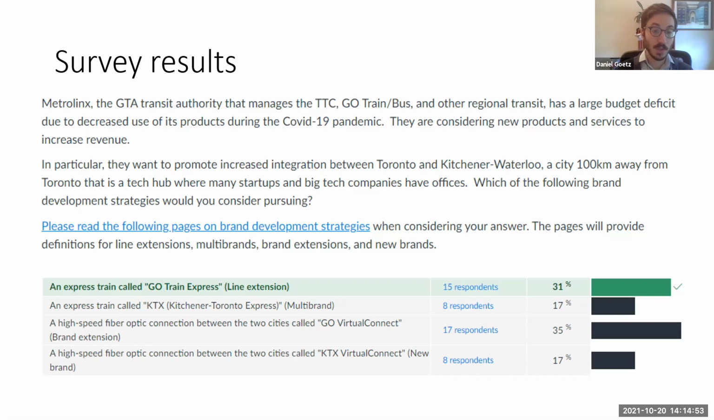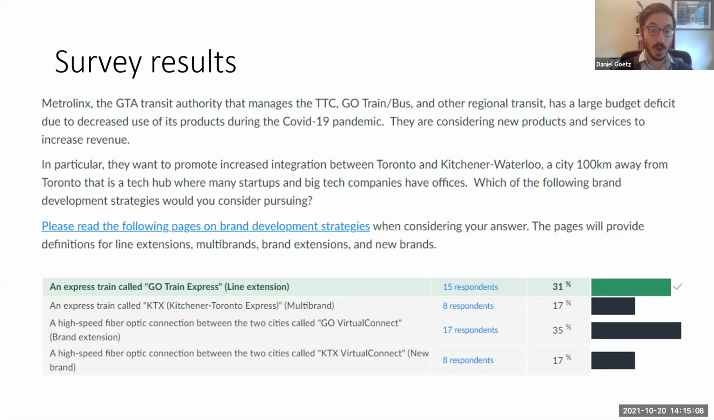The other option was an express train called the KTX, Kitchener-Toronto Express. This would have been a multi-brand, right? So same product category train, but new brand, right? Similar to the Union Pearson Express.